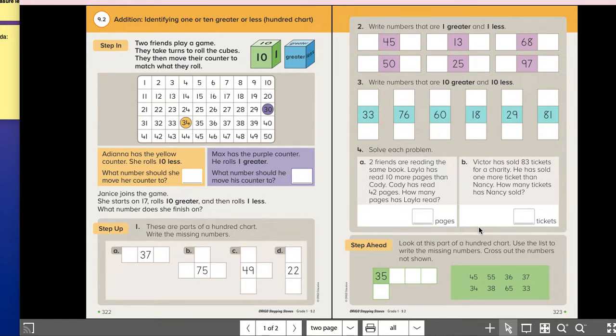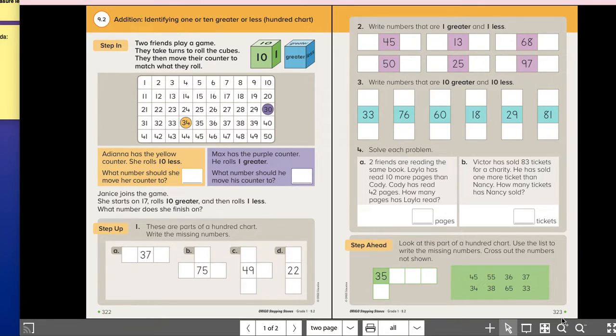Today we are going to do 9.2, identifying 1 or 10 greater or less with a hundreds chart. The other day I told you to print or make a hundreds chart. This is really going to help you with your next few assignments. We're on page 322, 323.